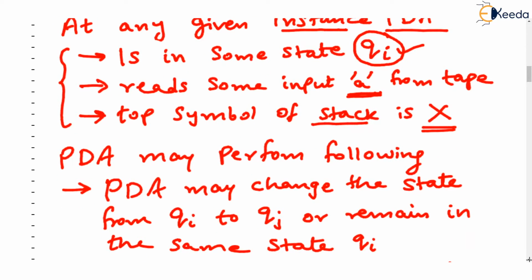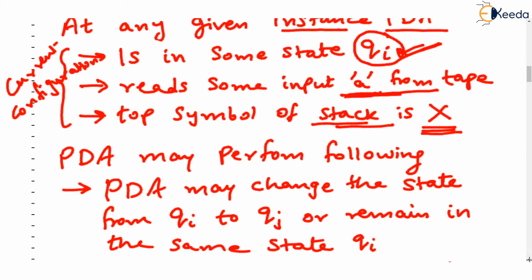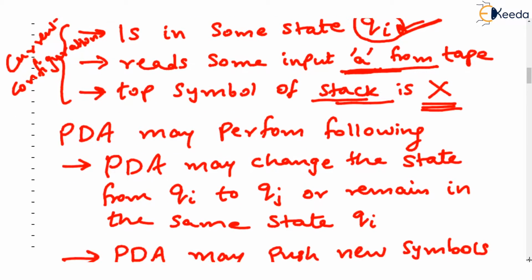This is known as the current configuration. That is, what is PDA right now reading? What is it reading from the input tape? In which state is it right now? And currently, what is on the top of the stack? Which symbol is on the top of the stack? So three things define the current configuration. Now, what PDA does in response to this current configuration is it might do the following.